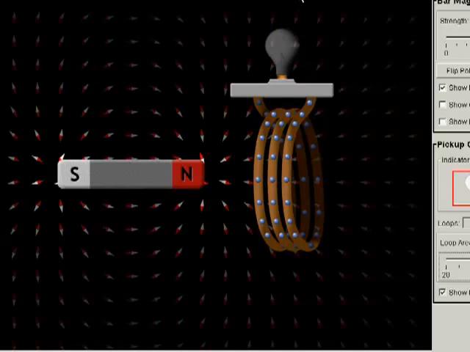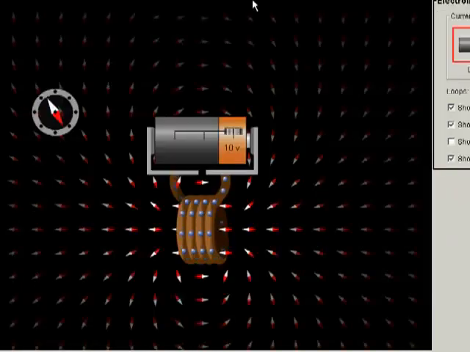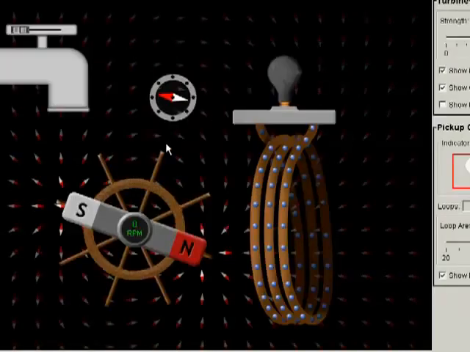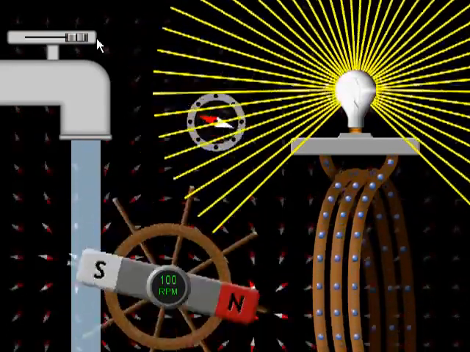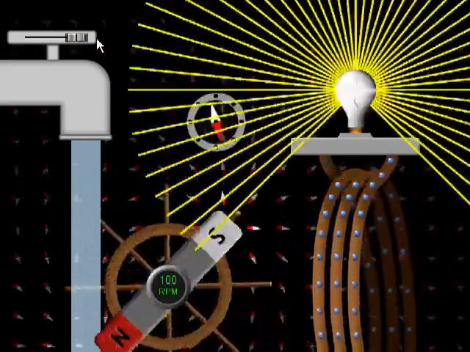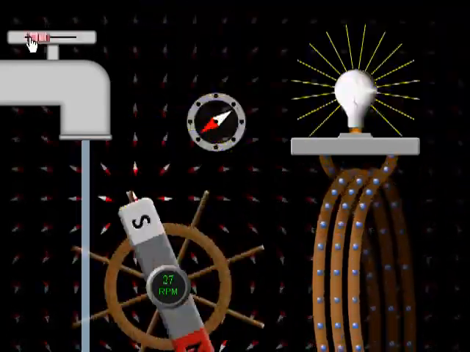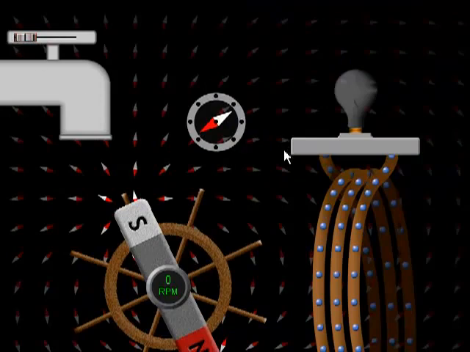Now this has all sorts of useful applications, and the most useful application is going to be in a generator. We've got a little cartoon of a generator here. We turn on the tap. This magnet is going to spin. It's going to create a changing magnetic field. That changing magnetic field is going to turn that light bulb on. That's all that an AC generator is.